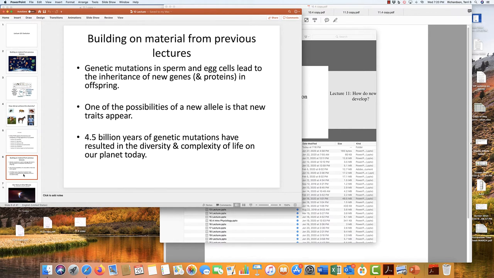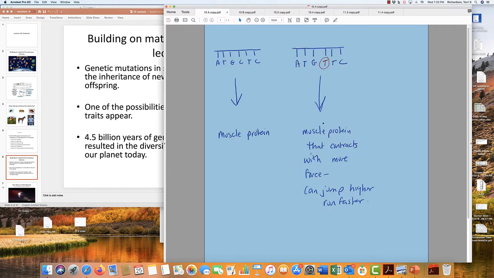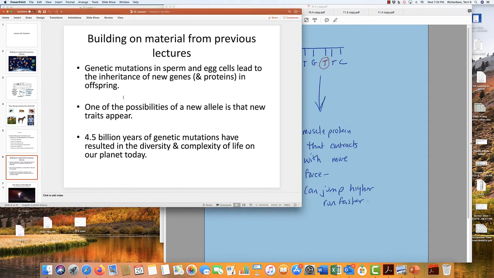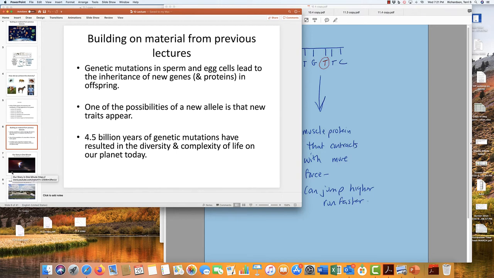So, as I said, genetic mutations lead to the inheritance of new genes, gene mutations, and they lead to new proteins. And 4.5 billion years of genetic mutations over and over and over again over all of that time has gotten us to where we are today.